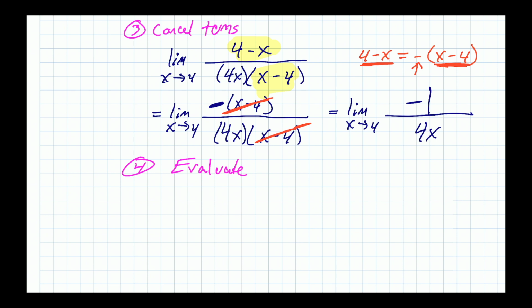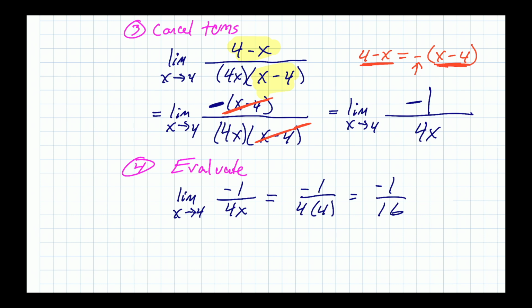So what's that look like? Limit x to 4 of -1 over 4x, which is -1 over 4, which is -1 over 16. And that is your answer. All right, and so that's the basic steps for any of these types of fraction limits.